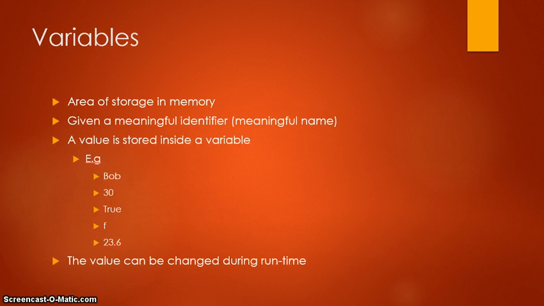A variable is an area of storage in memory. We give it a meaningful identifier, which just means a name. A value is stored inside a variable. So that's a key definition for a variable.